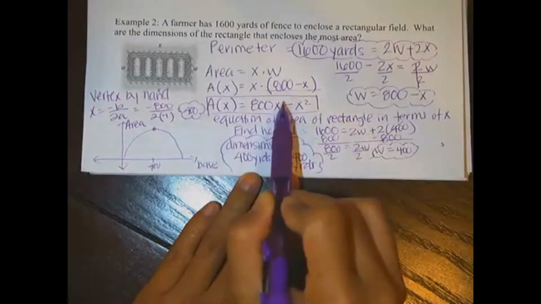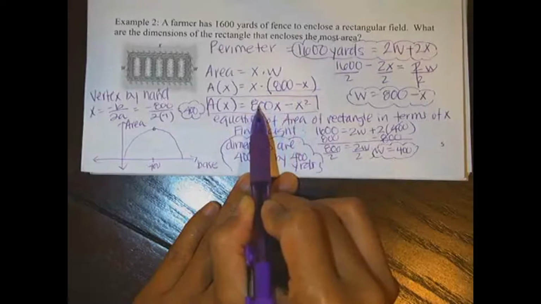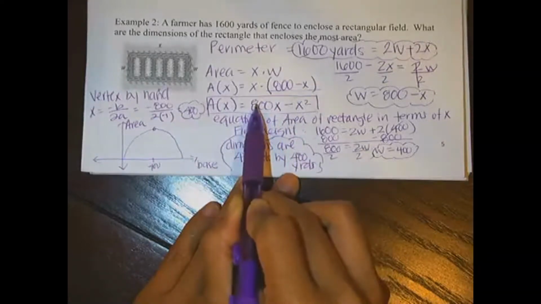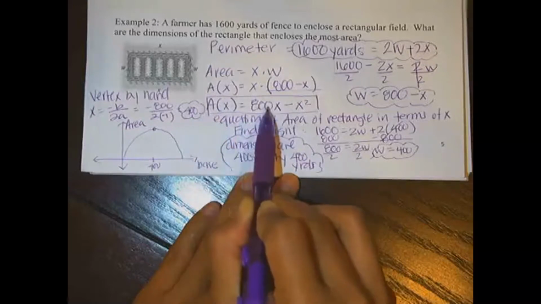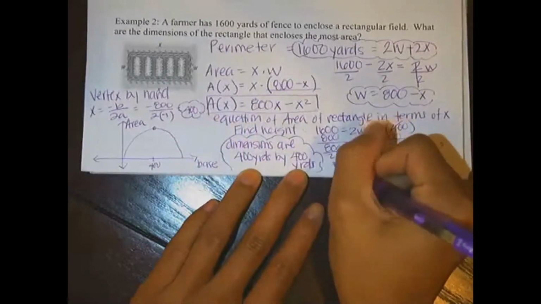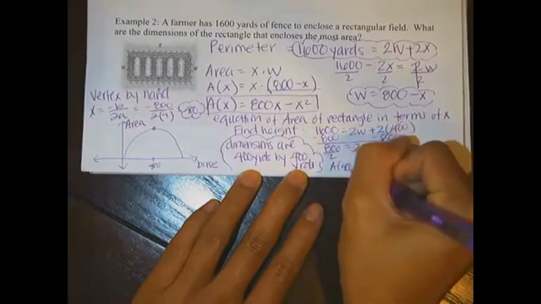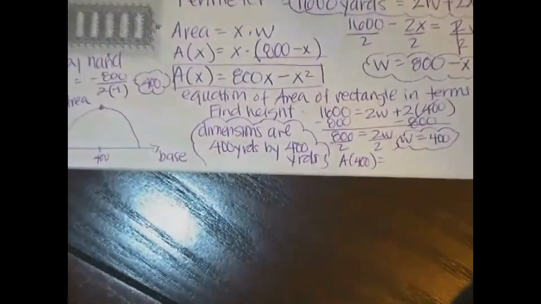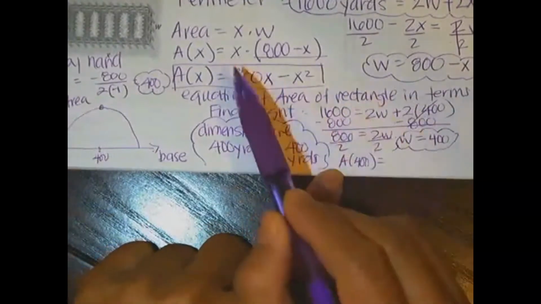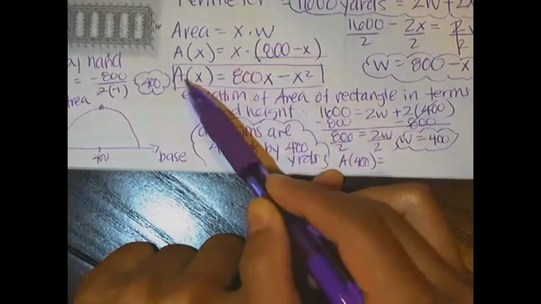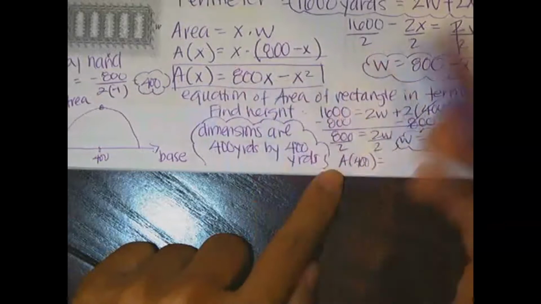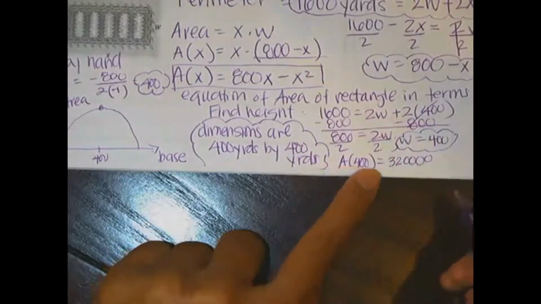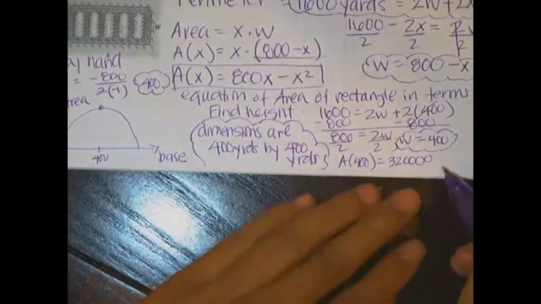400 times 800. Okay, so all you do is take the 4 times the 8. That's 32. And then you have a total of 4 zeros. So the largest area is when you're going to put in 400. Okay, oops, that's really tiny. Let's zoom in really quick. Okay, so when you put in 400 for the area formula, that's going to be 32 with 4 zeros. That's kind of how you multiply it out quickly.